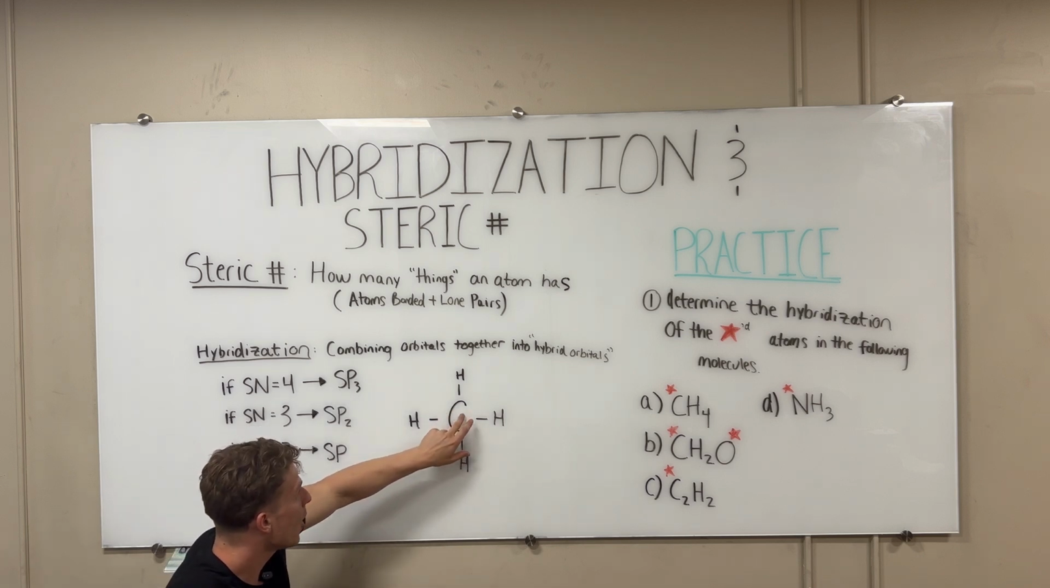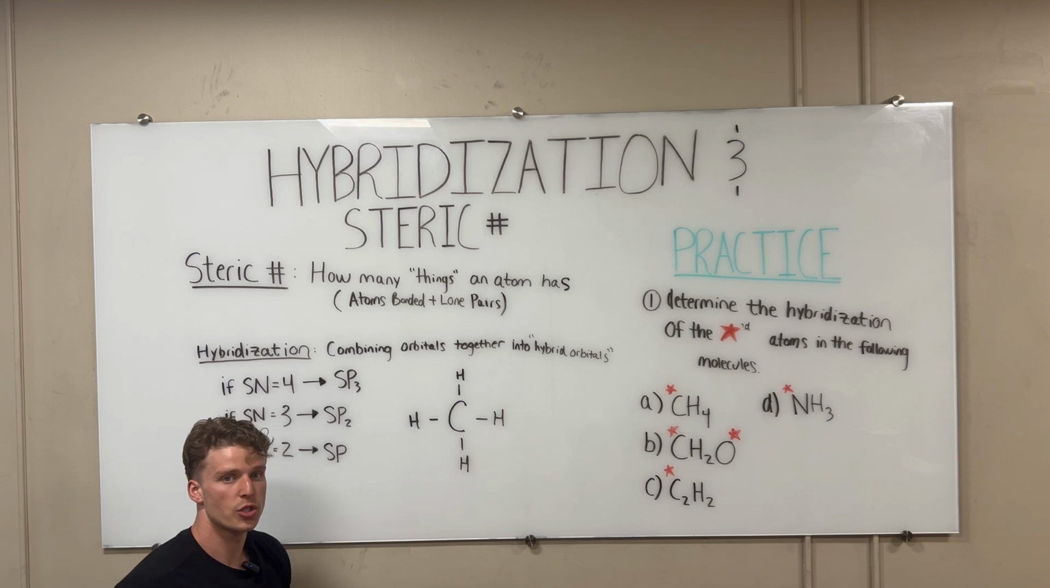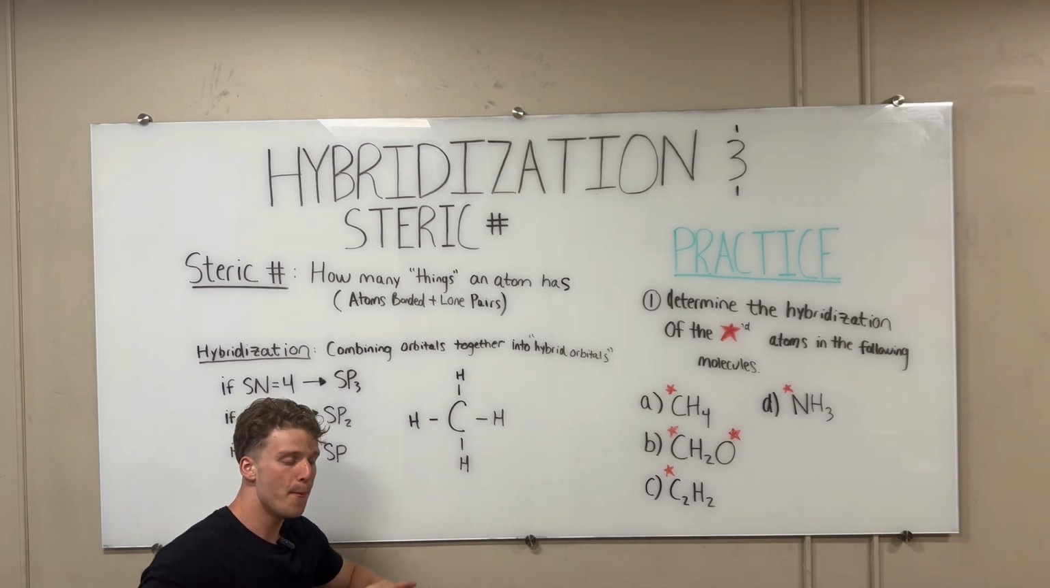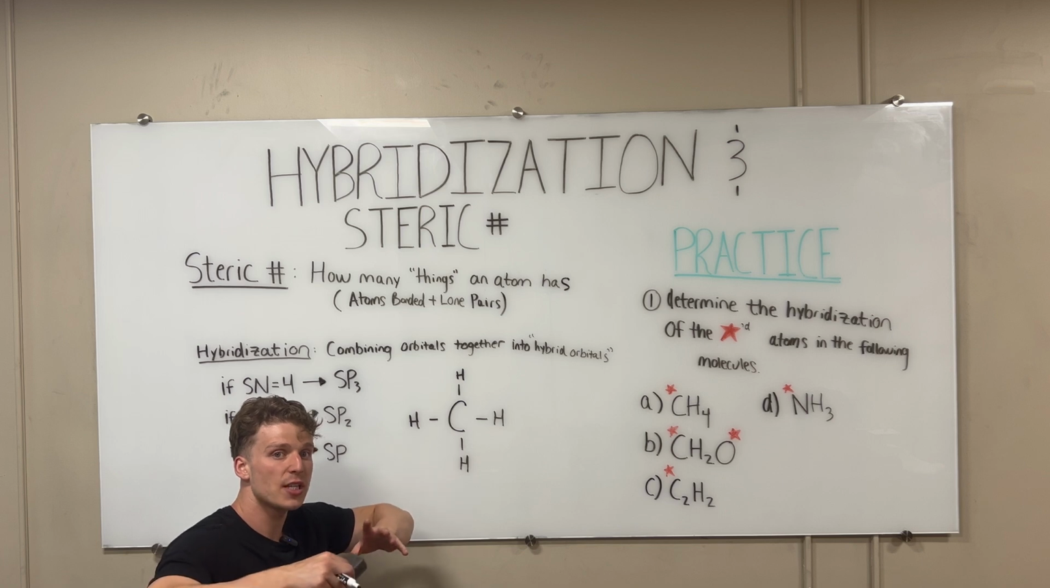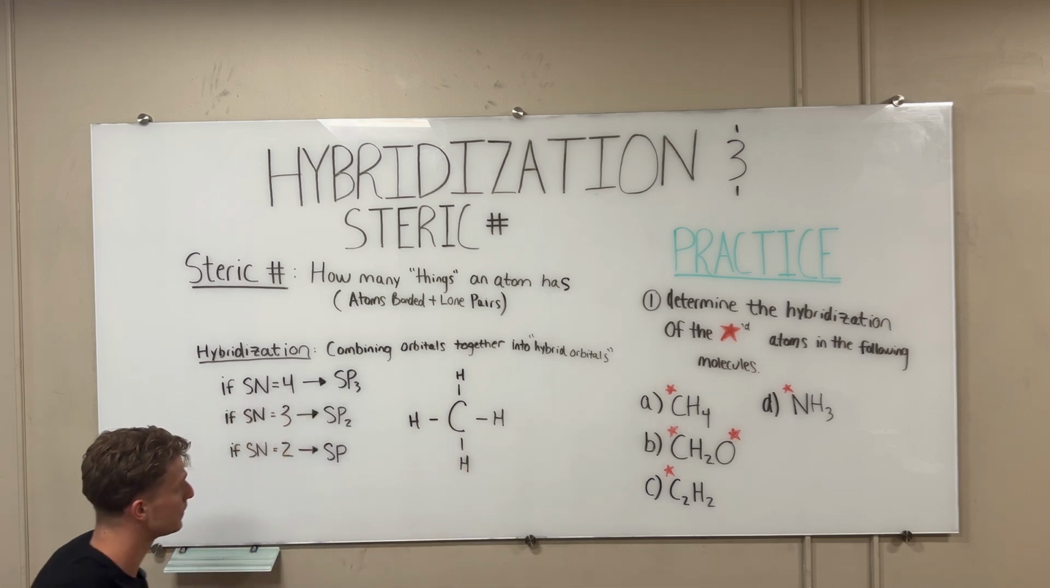Now, when carbon has to make a certain amount of bonds, what it's going to do is take its different orbitals and mix them together to actually produce hybrid orbitals, okay? So let's see that play out.